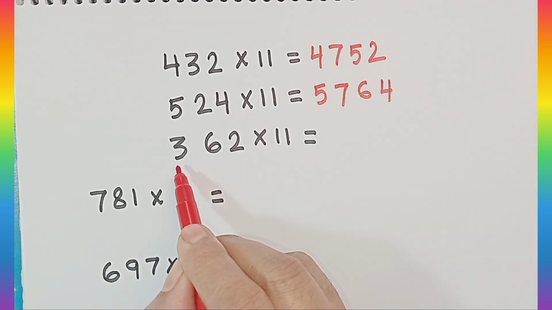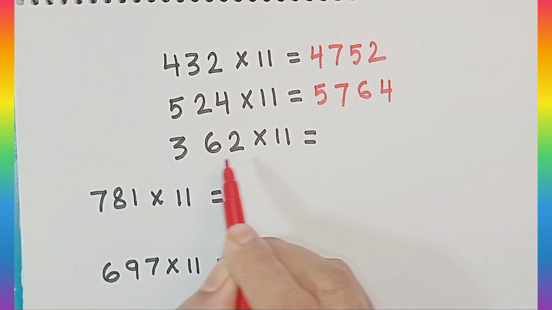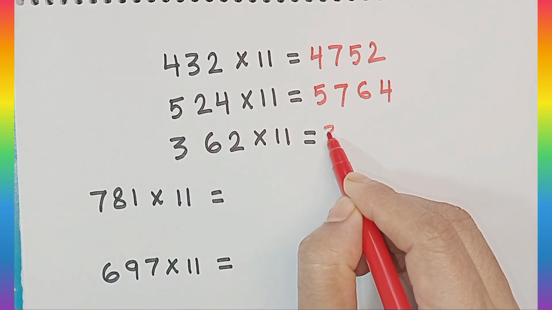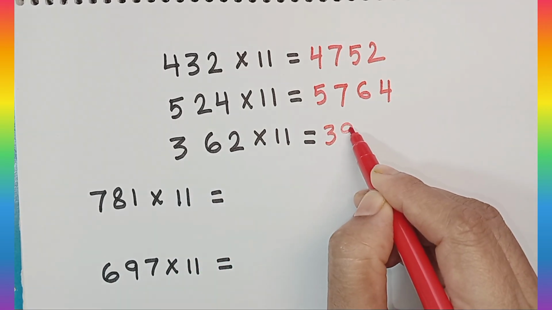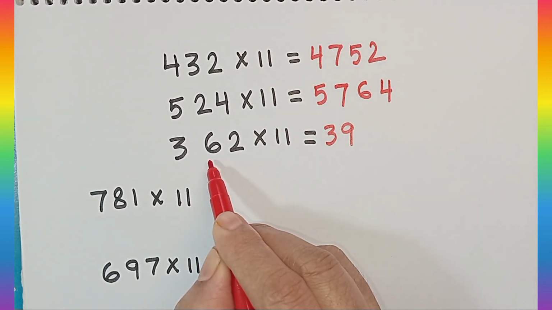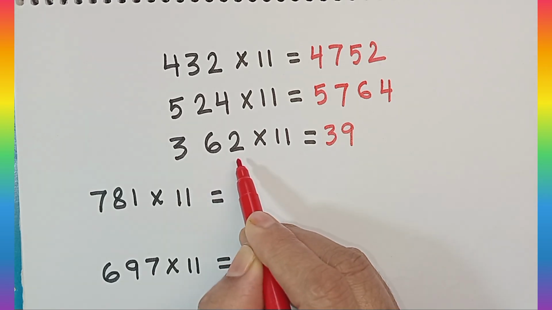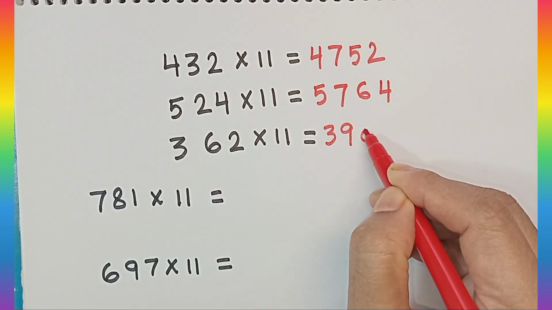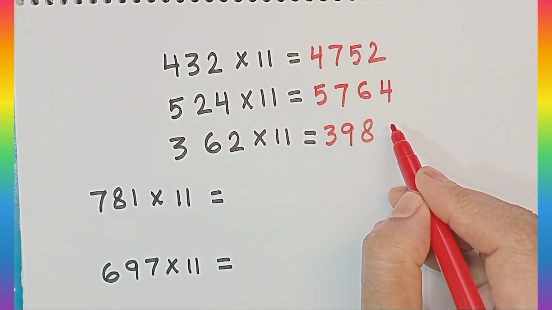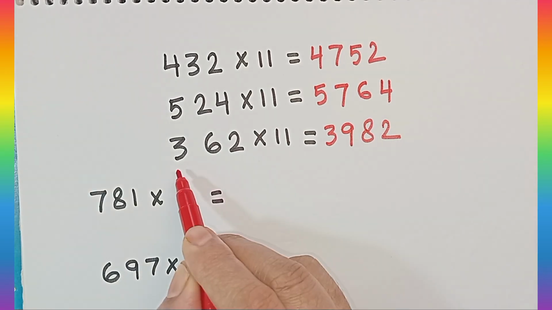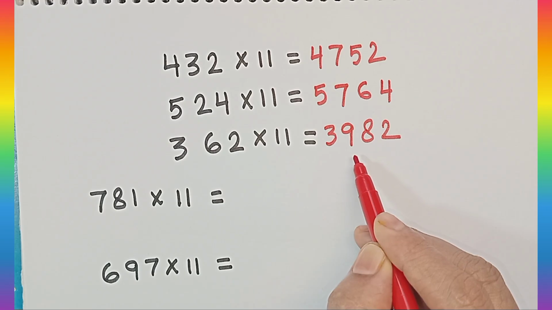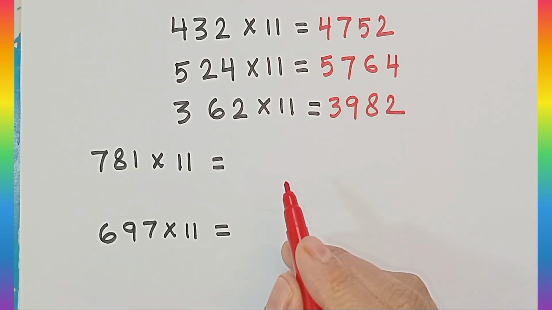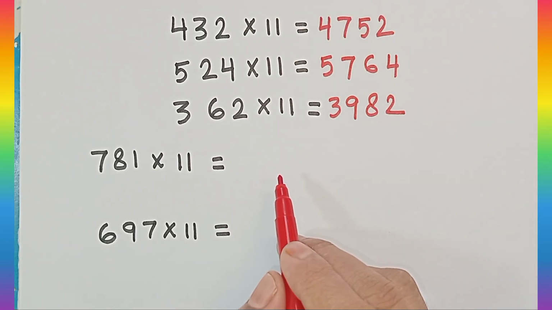5764. 362 into 11. Write the first digit. Now add first and second digit. 3 plus 6 is equal to 9. Then add second and third digit. 6 plus 2 is equal to 8. Then write the last digit at the last of the answer. 362 into 11 is equal to 3982.